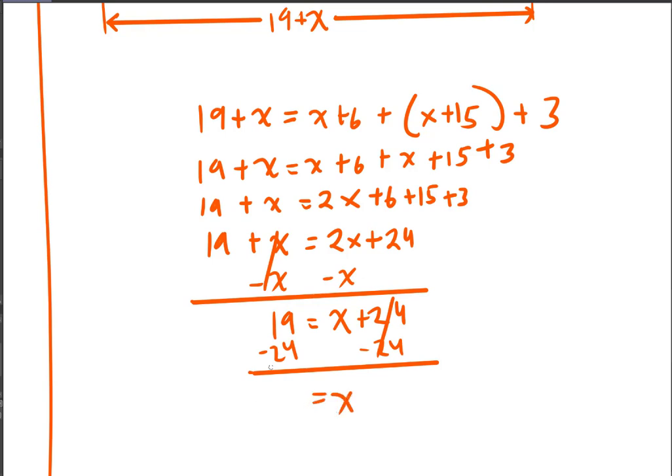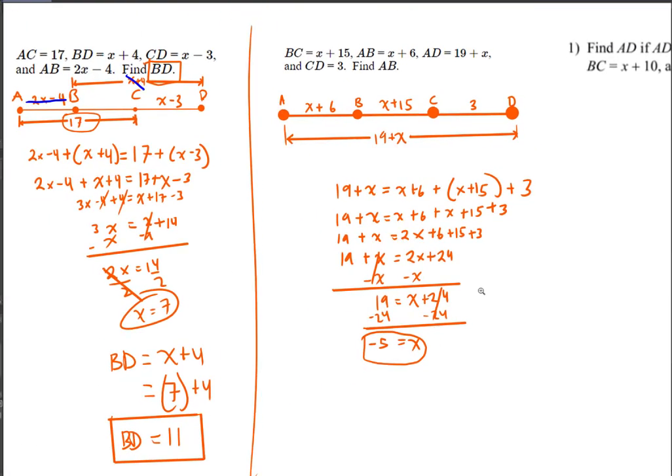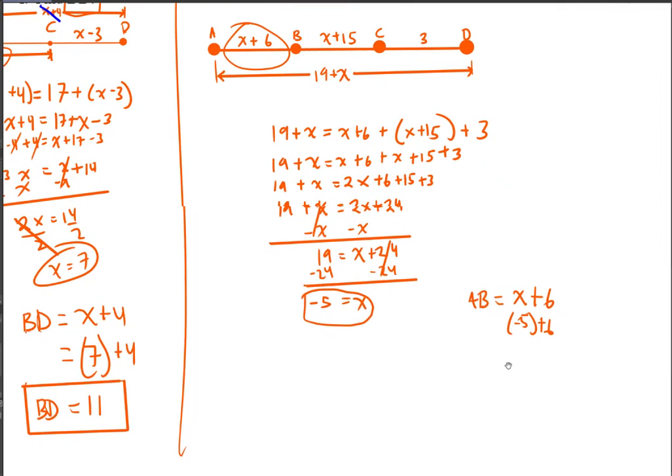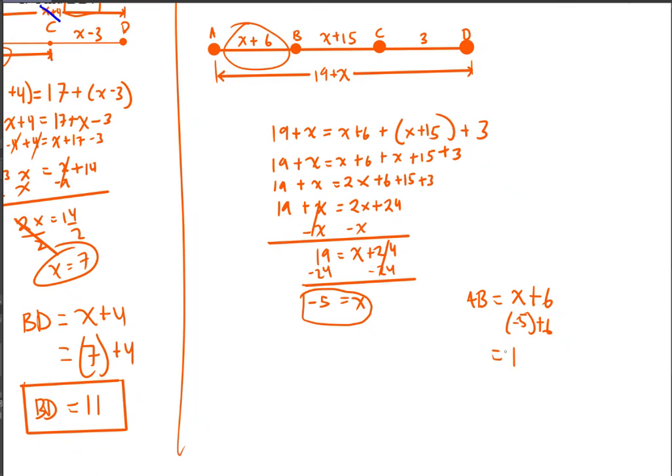X is equal to negative 5. Okay. Now that I know that x is equal to negative 5, that's not my answer, but it does help me to find my answer. They want to know the distance AB. So they're looking for this distance here, which I know AB is equal to x plus 6. And because I know what x is now, I can solve for what the actual distance is. Negative 5 plus 6, which is 1.